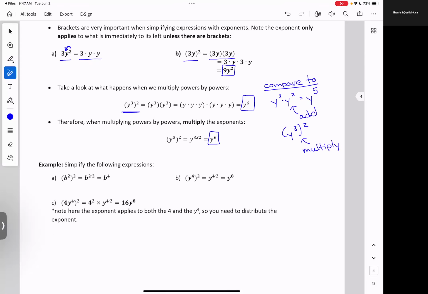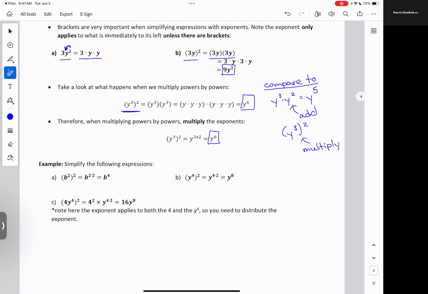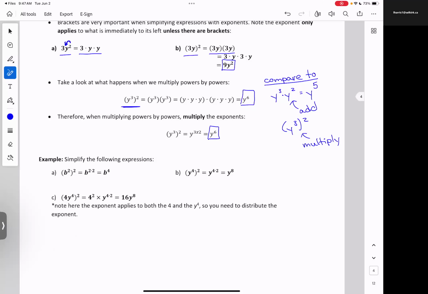Okay, let's take a look at a few of these examples and then you can try some of your own. So we've got b squared, which is then squared. We're going to multiply those exponents to give us b to the power of 4. In example B, we've got y to the power of 4, which is then squared. So we multiply those together to end up with y to the power of 8.